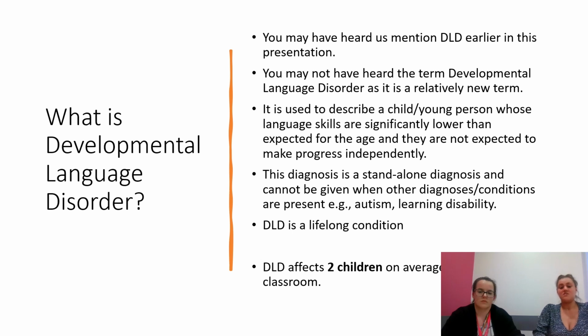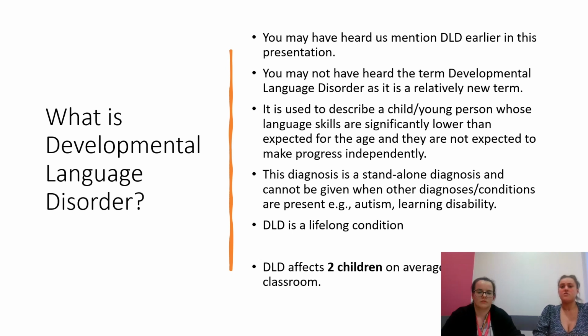So developmental language disorder is used to describe when a child or young person whose language skills are significantly lower than expected for their age. And when a child's got DLD, we aren't really expecting them to make progress independently. And these difficulties can be of understanding, how they use language, their narrative. It might be with a specific area, it might be with all of those areas, but it's where they're significantly behind with those as well. It's important to note that developmental language disorder is just a standalone diagnosis.